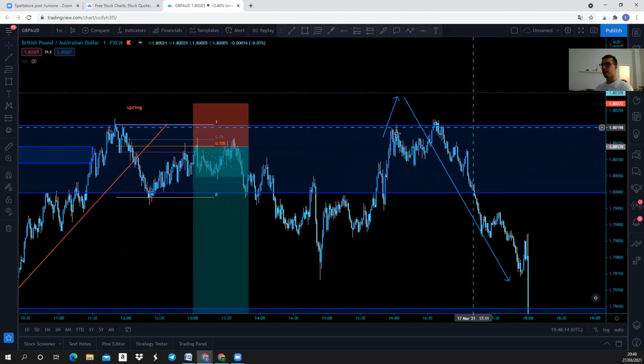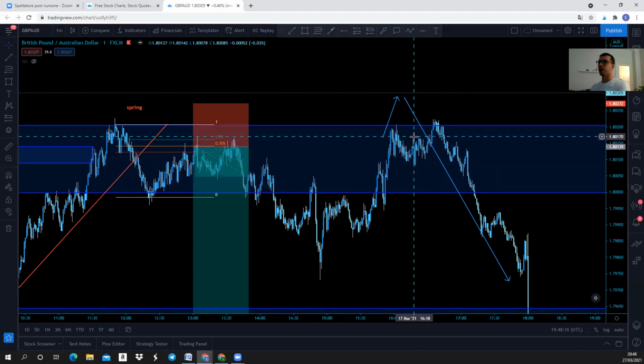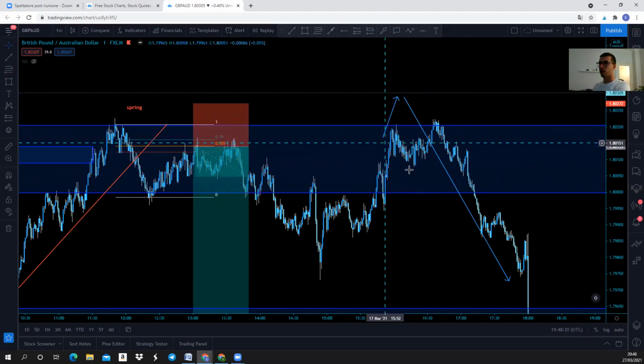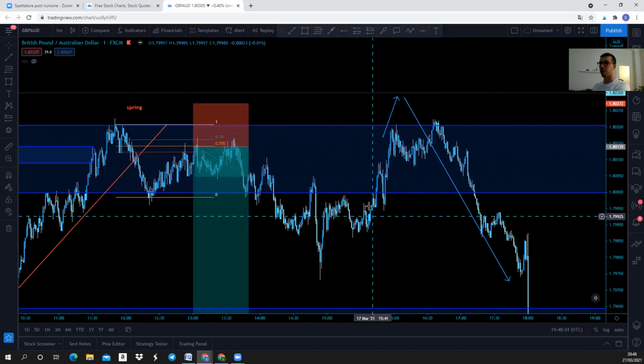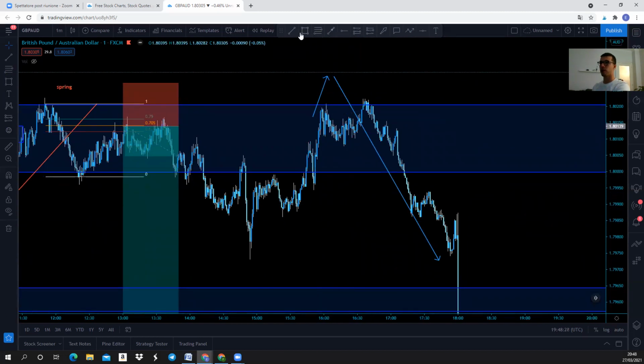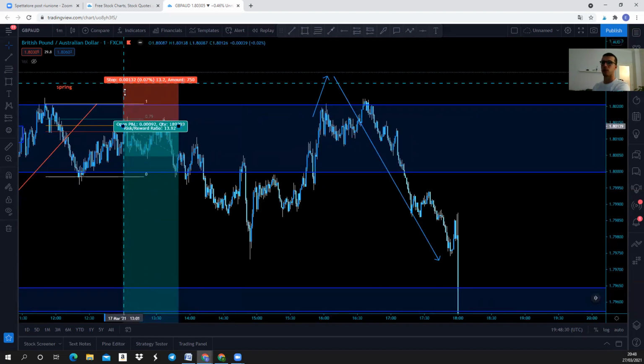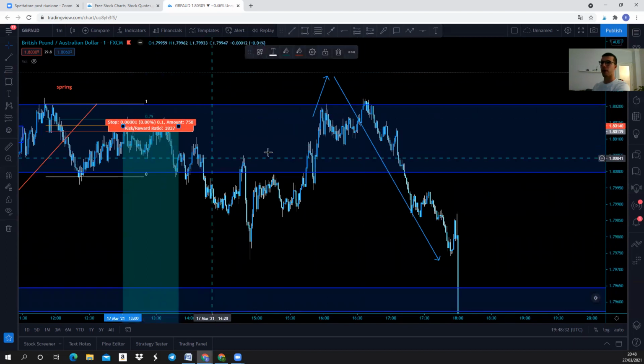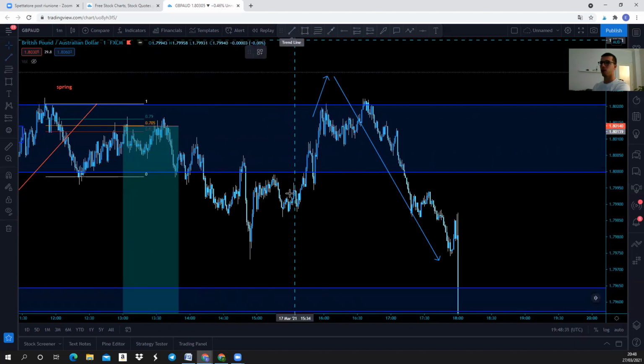Now, here we have the secondary spring, as you can see. This doesn't happen so often, so we're not really that interested in this one. In case it happens and you missed this trade already, you will need to do the same thing. Or let's say that you move stop loss to entry, and we come back, we hit the entry, you need to do the same thing.